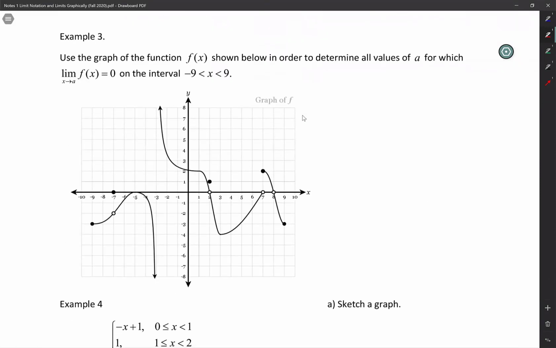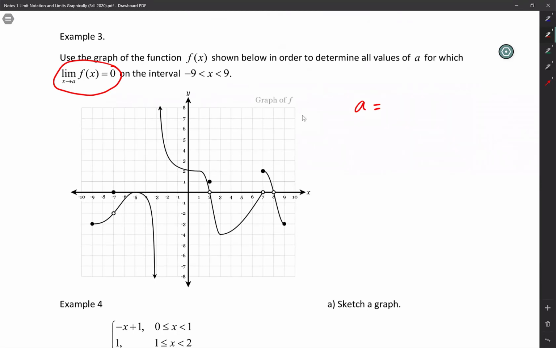Let's say, use the graph of the function f of x shown below in order to determine all values of a for which the limit as x approaches a is 0. Oh man, I should have given you these questions on Delta Math. I don't think I did. Okay, so all it wants to know, guys, is where is my limit 0? We're going backwards. So for what values of a, and a is just an x value, is my limit 0?